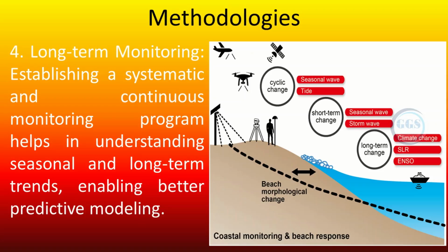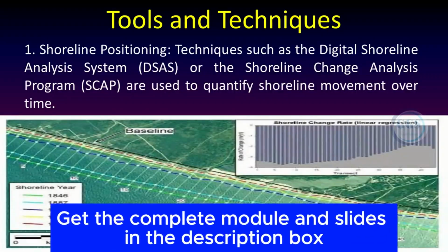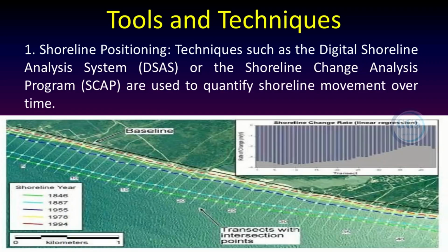So after we study the changes in shoreline over time, it helps to be able to predict or model the changes. Now, what are the tools and techniques used in shoreline change detection analysis? Number one is shoreline positioning, and a typical example of this technique is the Digital Shoreline Analysis System, popularly known as DSAS, or the Shoreline Change Analysis Program. They are used to quantify shoreline movement over time.